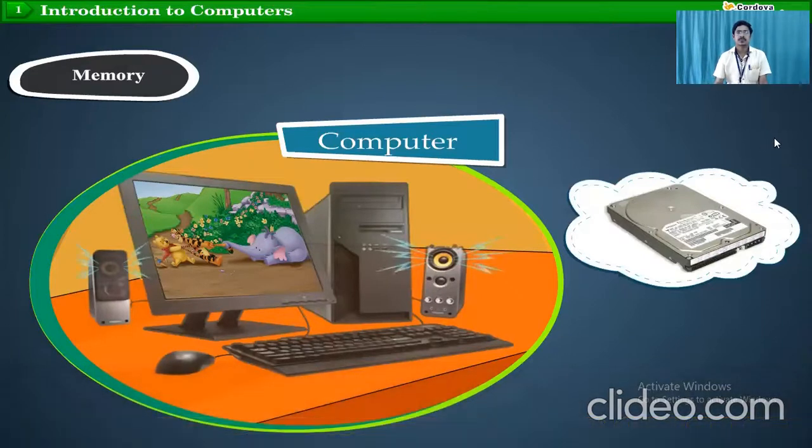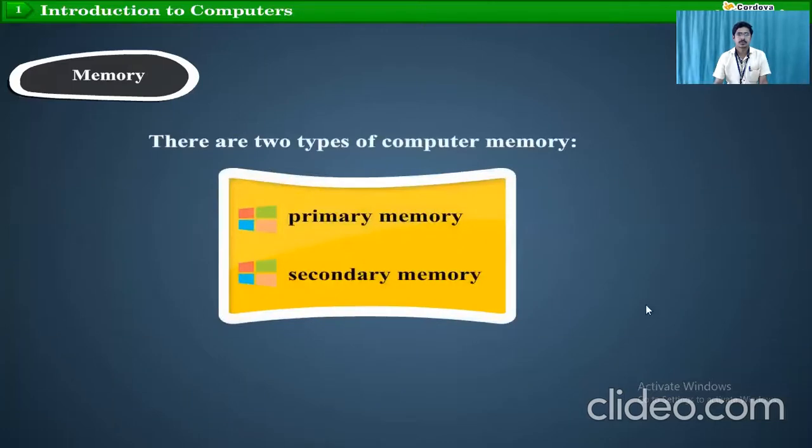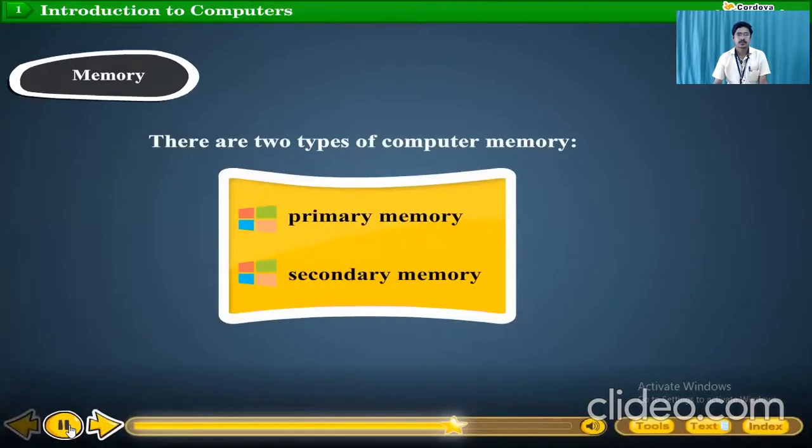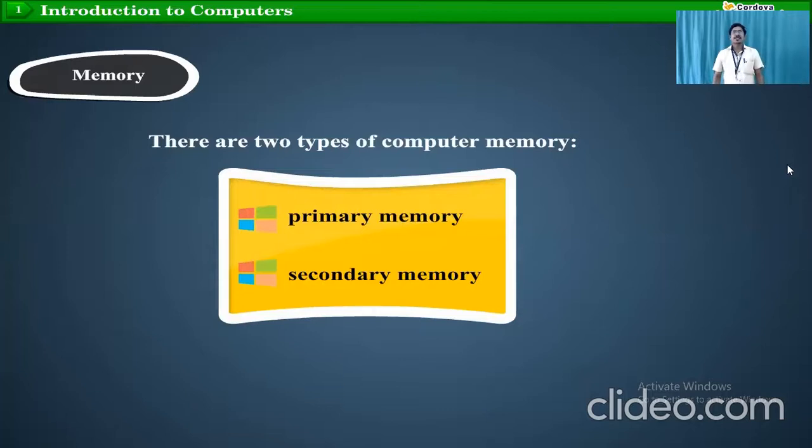Data and instructions that are entered into the computer system through input units are to be stored inside the computer in some storage media. The storage media is known as memory. There are two types of memories: primary memory and secondary memory. Memory in a computer is divided into these two types.